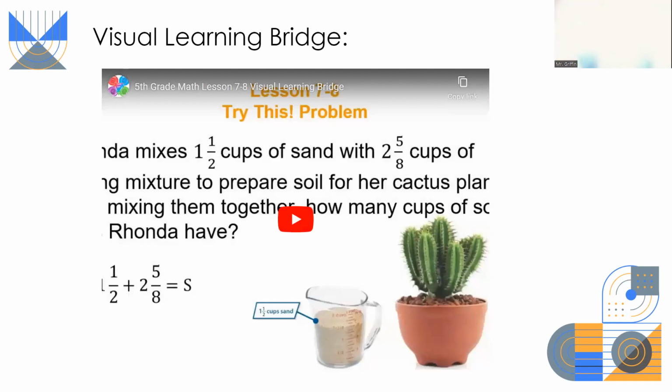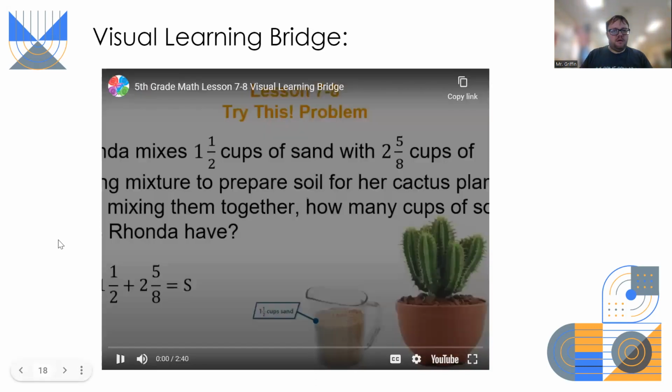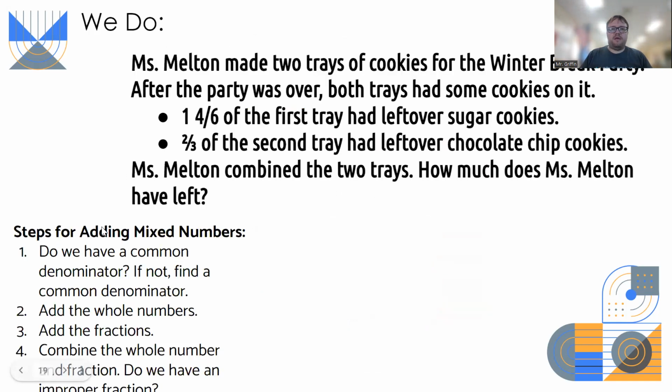All right, now we're going to look at the next problem. Okay, so let's look at this one together. Miss Melton made 2 trays of cookies for the winter party. After the party was over, both trays had some cookies on it. 1 4/6 of the first tray had leftover sugar cookies. 2/3 of the second tray had leftover chocolate chip cookies. Miss Melton combined the 2 trays. How much does Miss Melton have left? Okay, so someone real quick call out, what operation are we doing? How are we doing this problem?